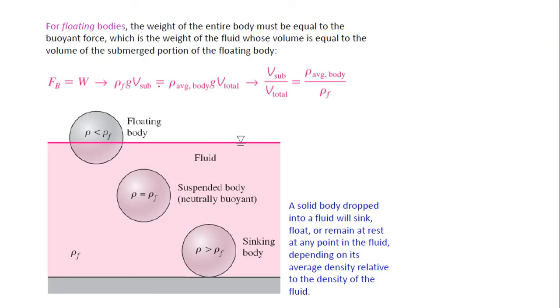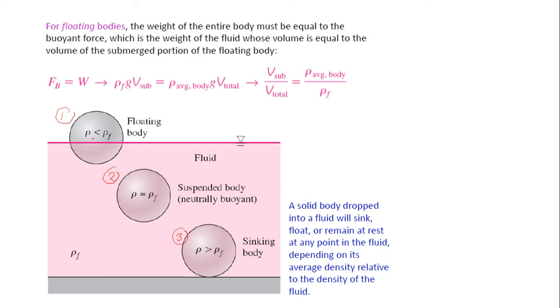Okay. So for floating bodies, the buoyant force will equal W. The weight of the entire body must be equal to the buoyant force, because it's floating. So there are three different scenarios. One is floating. Two is a suspended body, which is neutrally buoyant. So it is not floating, but it does not sink, and is still immersed in the fluid. And the last one is a sinking body.